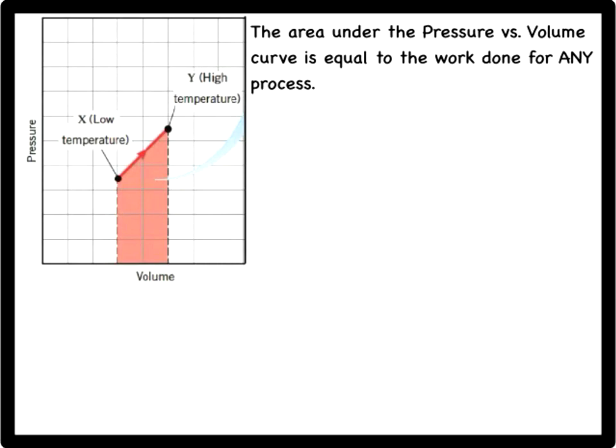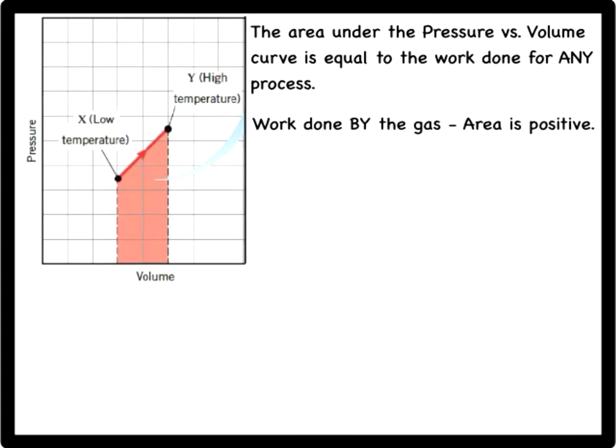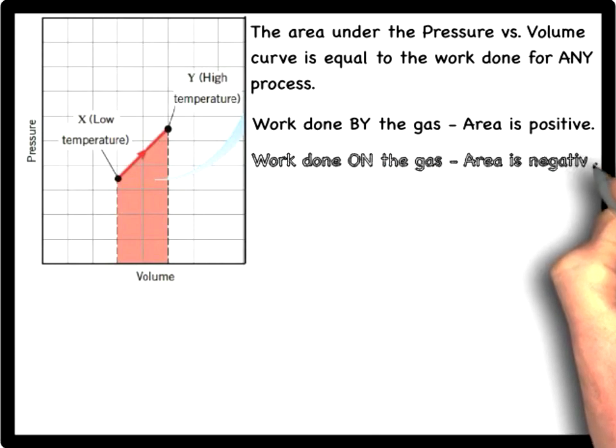Notice that the volume increases, so the work is done by the gas, and it is therefore positive by convention, as is the area. If in contrast, a process reduced the volume of the gas, then the work is done on the gas, and it would be negative.